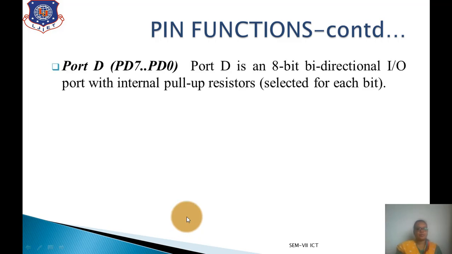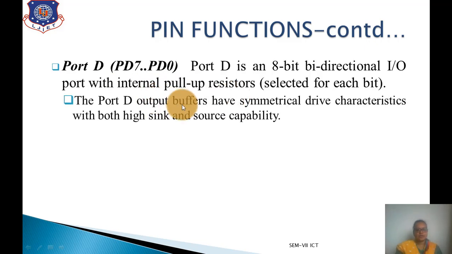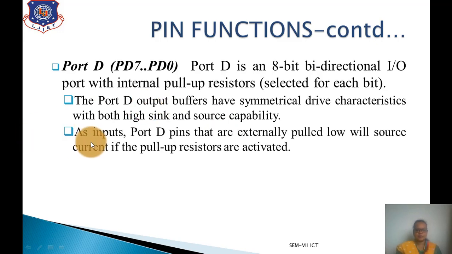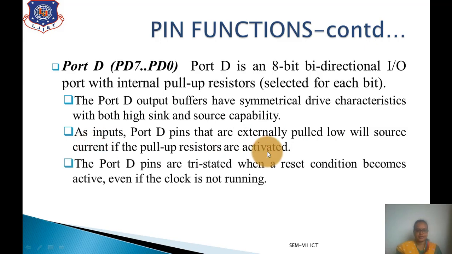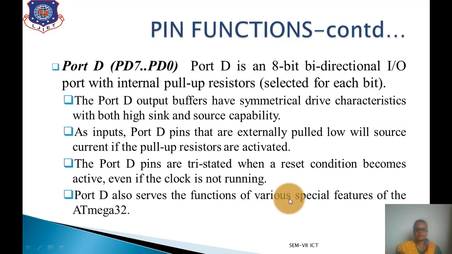Now next, that is port D. Port D is again an 8-bit bidirectional IO port with internal pull-up resistors, similar to the previous ports. It also has output buffers with symmetrical drive characteristics with both high sink and source capability. If we want to use it as an input, then it will be low, and if it is an output, then the resistor should be activated. Similarly to the previous ports, they are tri-stated when a reset condition becomes active even if the clock is not running. It also serves various special features of the ATmega32.